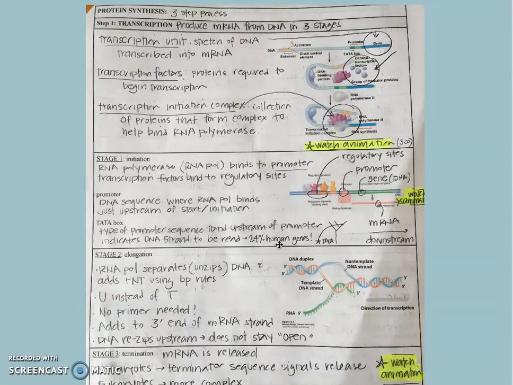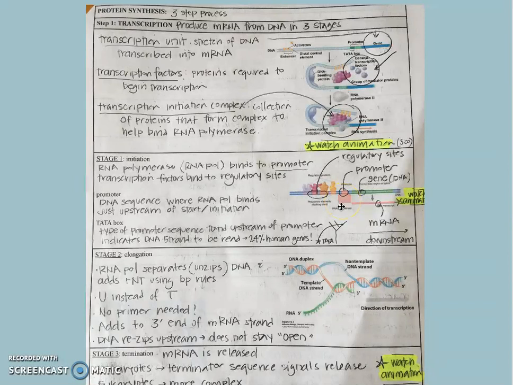So it's an important sequence. Anyway, the first stage of transcription is to begin the process. It's this whole entire birthday party. Again, remember how needy DNA polymerase was? Well, RNA polymerase needs a whole party before it'll even start. So that's what initiation is. It's the formation of the transcription initiation complex, and then RNA polymerase will bind to the promoter.